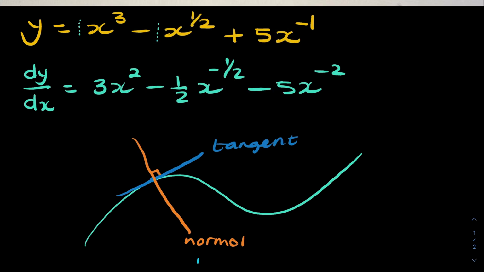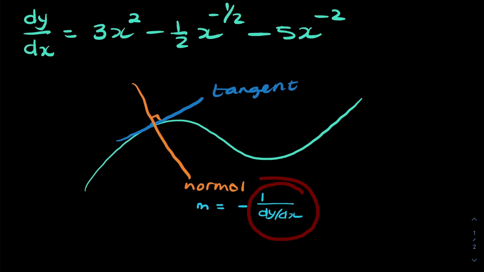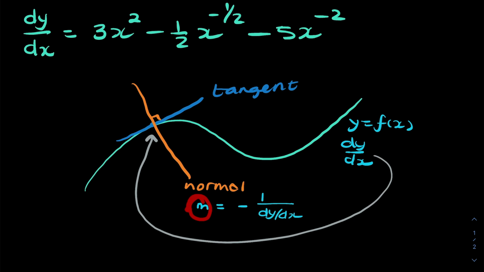And for this line, the gradient of the normal is equal to negative 1 divided by dy by dx. So if you know what the function is, y equals some function of x, and you find dy by dx at this point, then the gradient m of your normal is minus 1 divided by dy by dx. Okay, so that's the first thing we need to know.